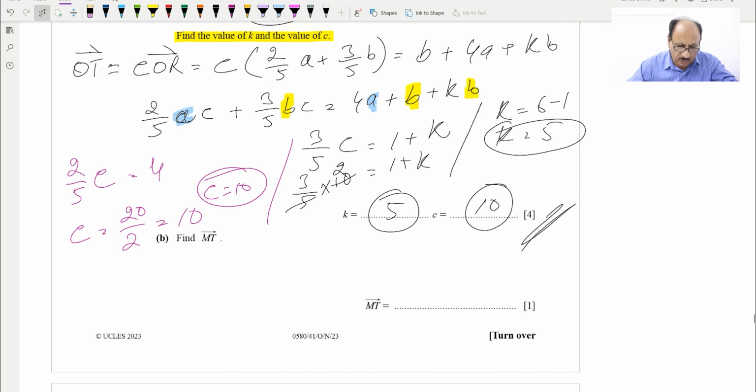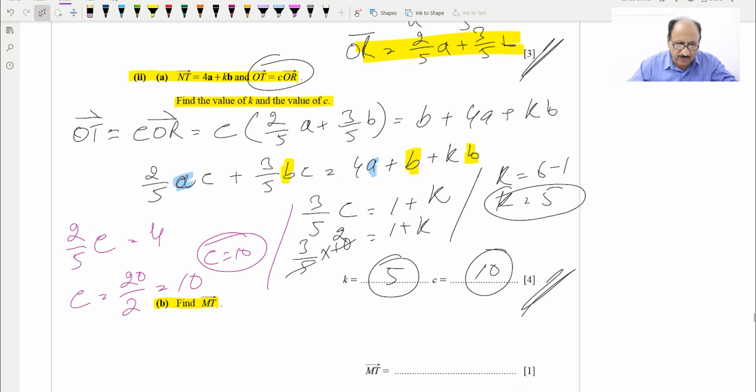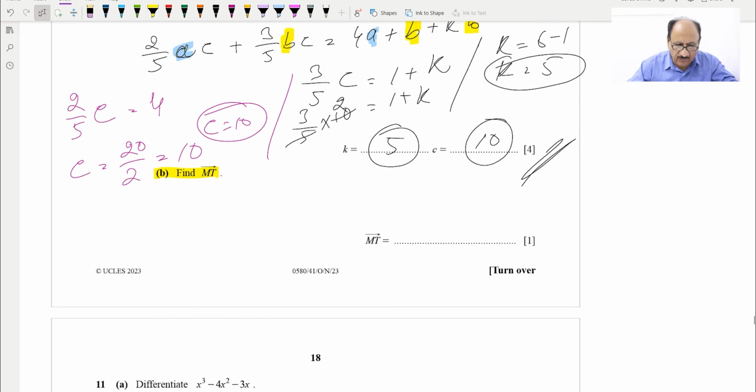Hopefully you understand this. Then they are saying second B part, find MT. Now where is MT? MT is over here. M to T is this one. So MT will be equal to what? MT is equal to MO plus OT, and MO is minus a, plus OT. We know it is what?